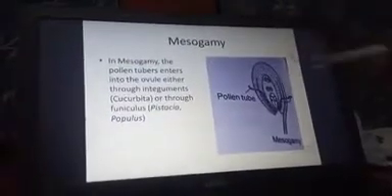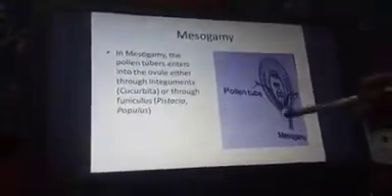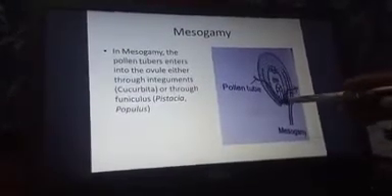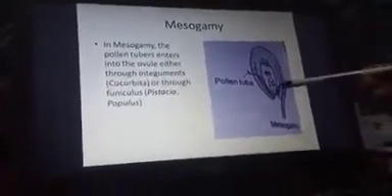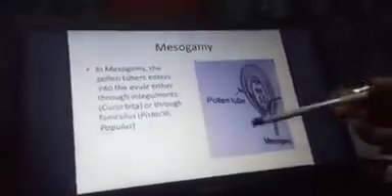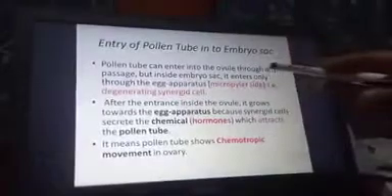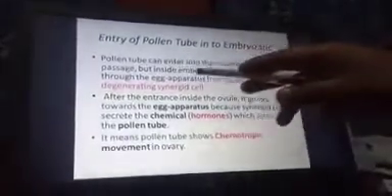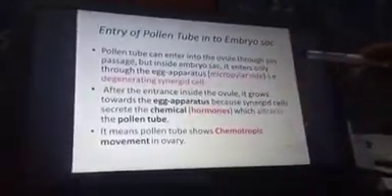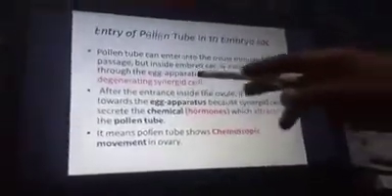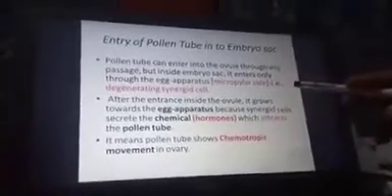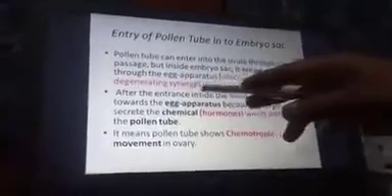It is also known as mesogamy. In mesogamy, what happens? The pollen tube enters into the ovule either through the integument, as in the case of cucurbits, or through the funiculus, as in the case of Populus. Now, the entry of the pollen tube into the embryo sac. The pollen tube can enter into the ovule through any passage, but inside the embryo sac, it enters only through the egg apparatus. That's the micropylar side. Commonly it enters through the micropylar side, through the degenerating synergid cell.